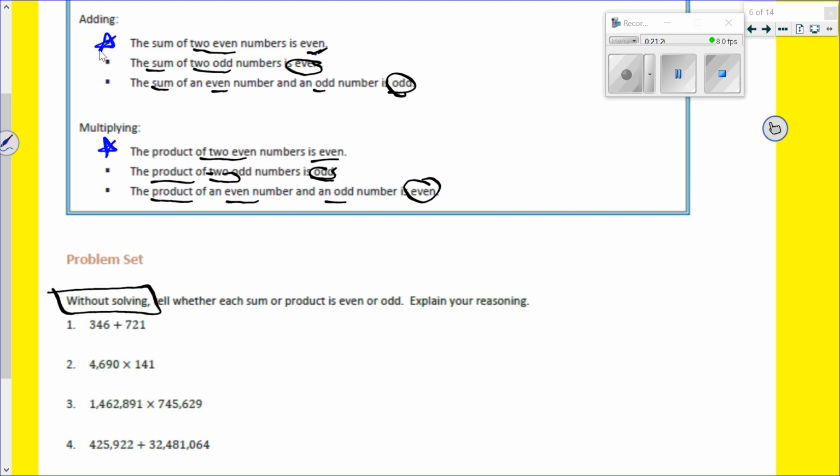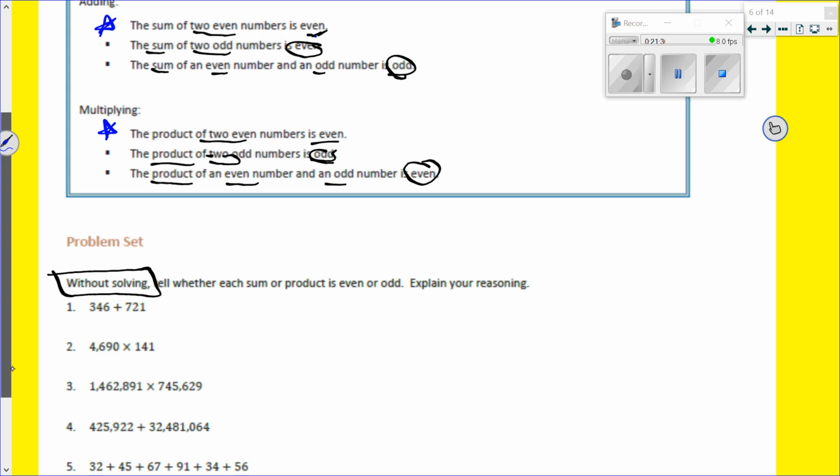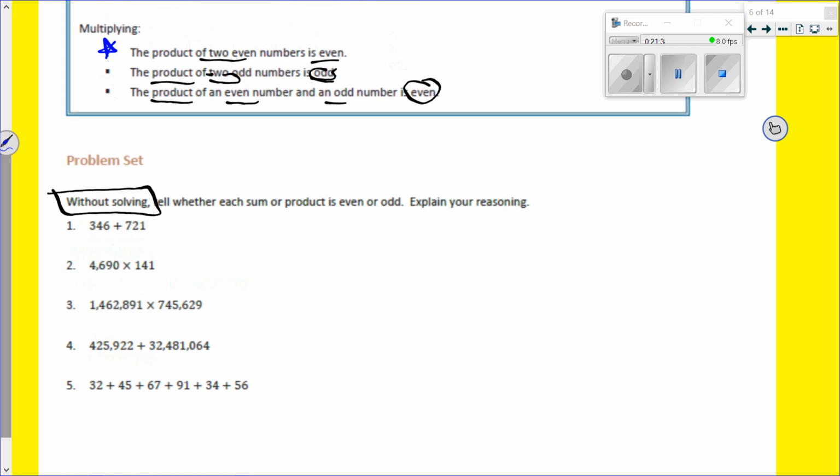With multiplying, the product of an even and odd is even. That's a switch. So the only rule that remains the same between adding and multiplying is two evens is always even. Other than that, you have to understand what the rules are and why, which is why we went through that whole process of doing the dots to show you why. You guys feel okay on that?